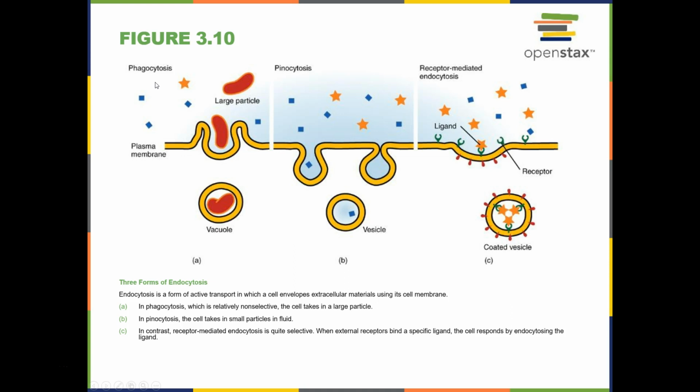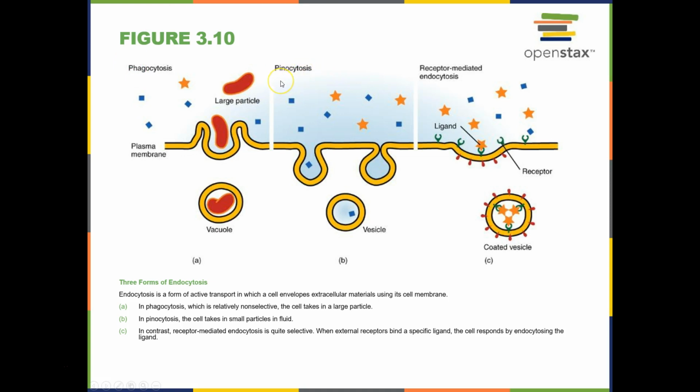Typically, phagocytosis is thought of as cellular eating because you're taking in large molecules. There are only a select number of cells of the human body that can undergo phagocytosis. These include your white blood cells, known as macrophages, neutrophils, your B lymphocytes, and eosinophils to some extent.